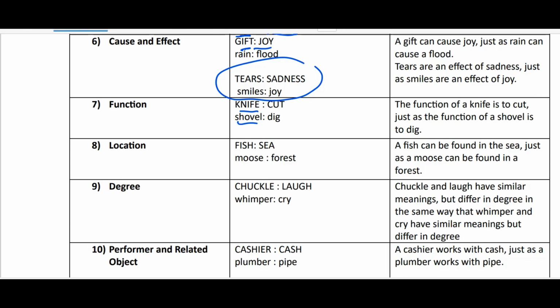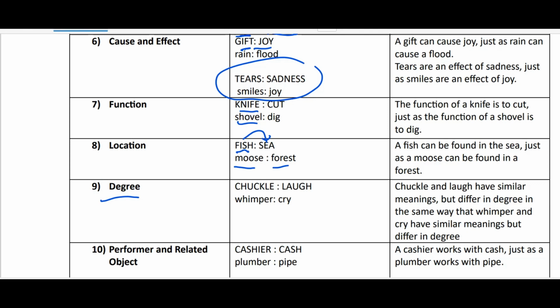What's the location of the fish? The sea. Like, what's the location of the moose? It's the forest. Or fish can be found in the sea, just as moose can be found in the forest. Number 9, we have degree.